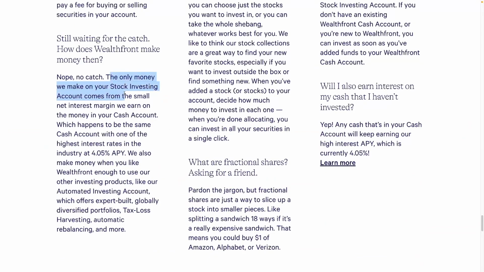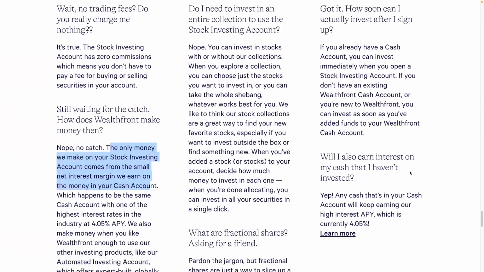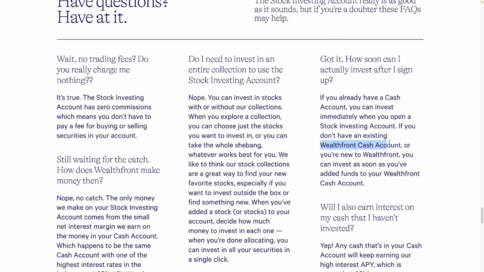The only money we make on your stock investing comes from a small net interest margin we earn on the money in your cash account, which happens to be the same cash account that offers the highest interest rate at 4.05% APY. You don't have to invest in their collection. Like I said, you can pick any stock you want. They also offer fractional shares. This requires a Wealthfront cash account. You'll need to sign up with the cash account in order to have this stock account.